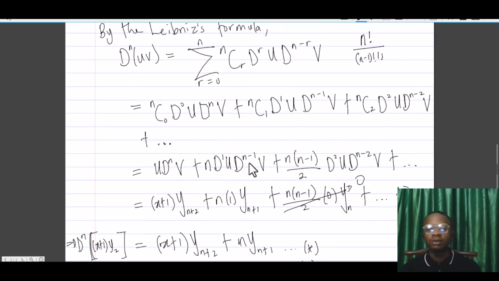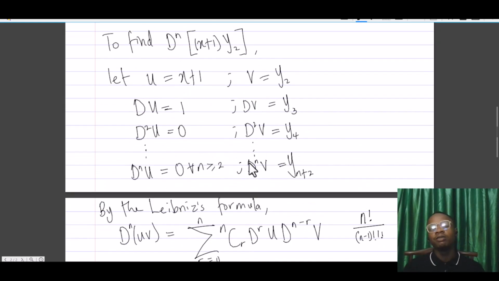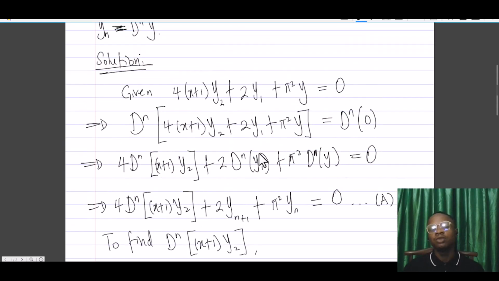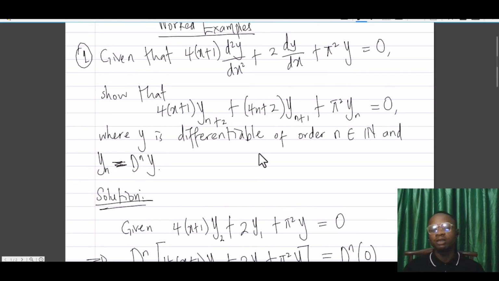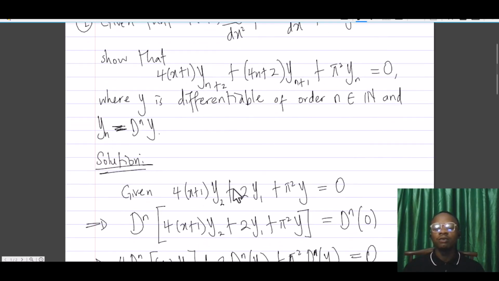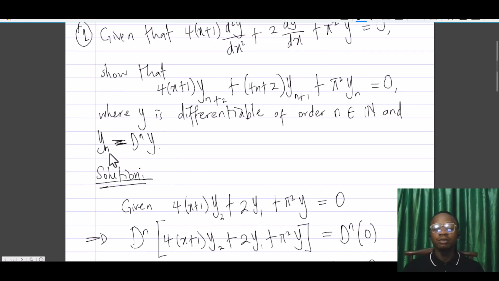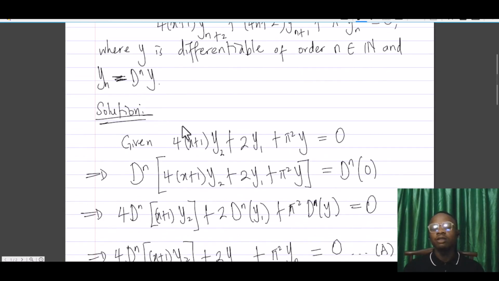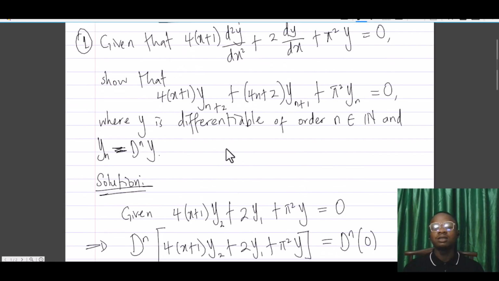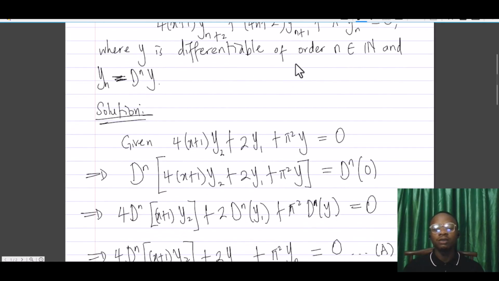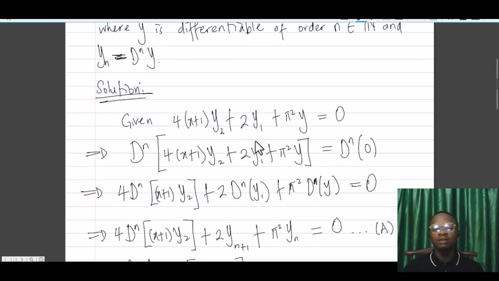So again, let's go through what we've done here. What we've done here is to identify what we have been given and see how we can get to what we are required to show from what we have been given. So this is what we are given. We were able to identify that as this expression by interpreting this y sub n to be the nth derivative of y. So we know that this is the second derivative of y, which is y sub 2, and this is the first derivative of y, which is y sub 1.